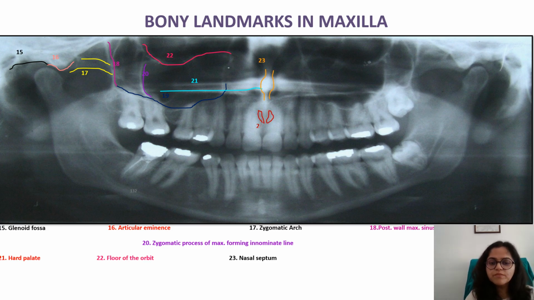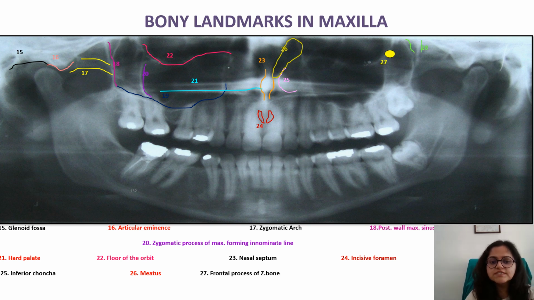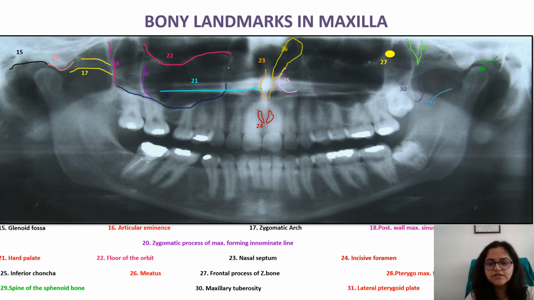22 is your floor of the nose. 23 is the nasal septum. 24 is the incisive foramen. 25 is your inferior concha, 26 is your meatus, 27 is the frontal process of zygomatic bone, 28 is the pterygomaxillary fissure, 29 is the spine of the sphenoid bone, 30 is the maxillary tuberosity, 31 is the lateral pterygoid plate.